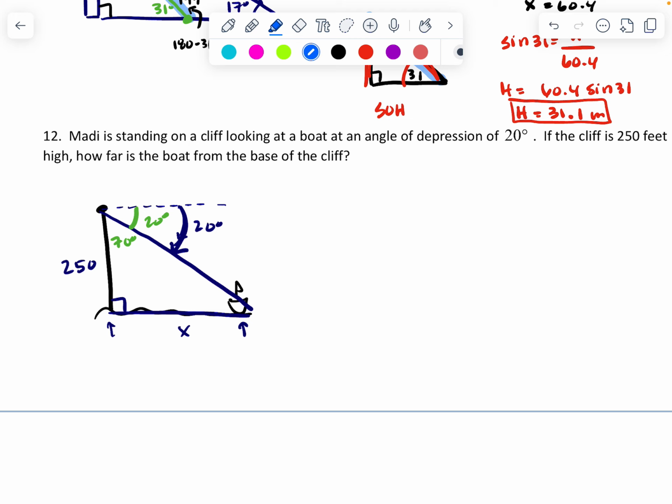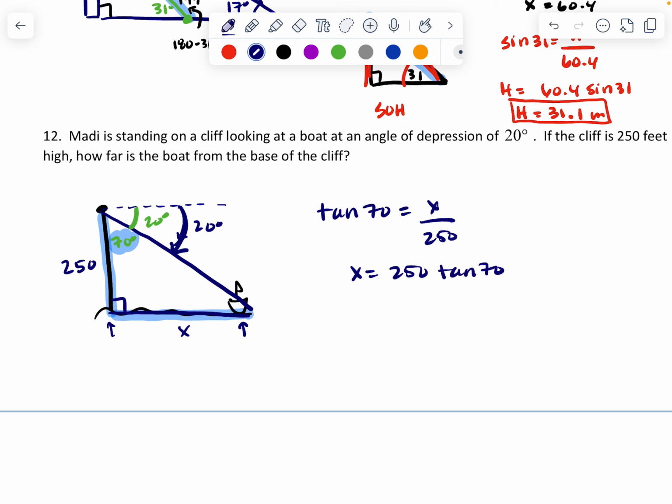Okay, check this out. I have an angle, I have opposite over adjacent. Opposite over adjacent is tangent, so I could say the tangent of 70 is opposite over adjacent. Multiply both sides by 250, and I'm going to get 250 tangent of 70. And that is going to be 686.9 or something like that, and it's in feet.